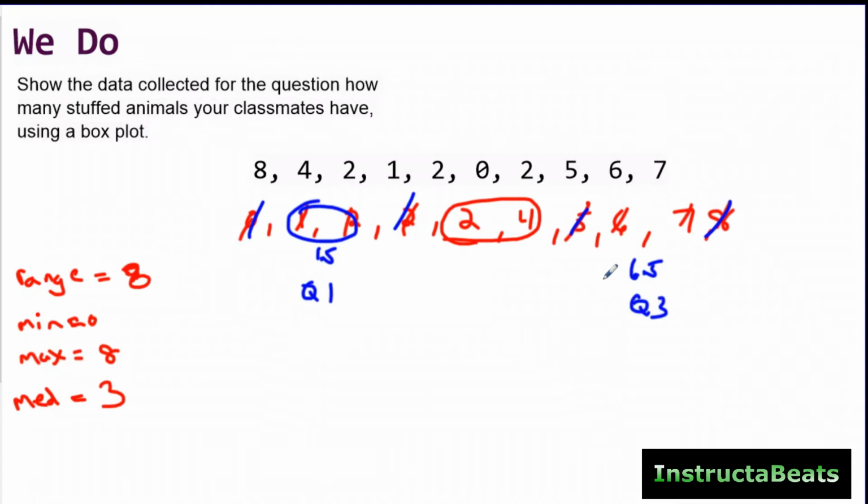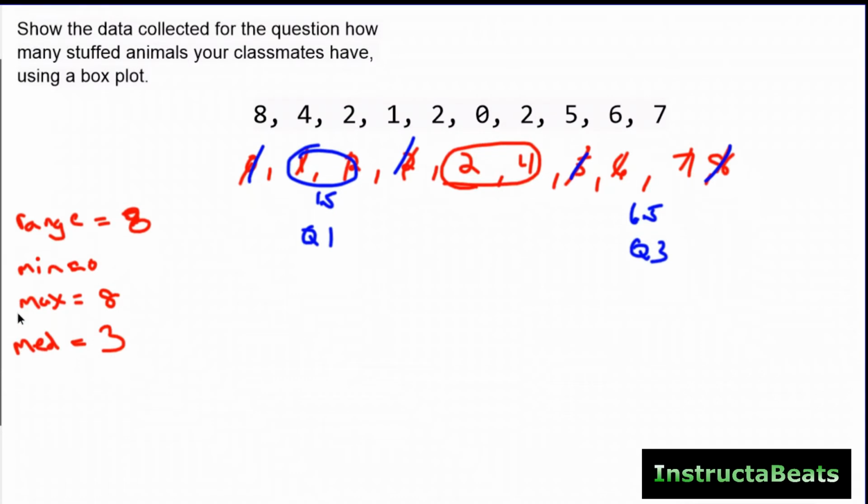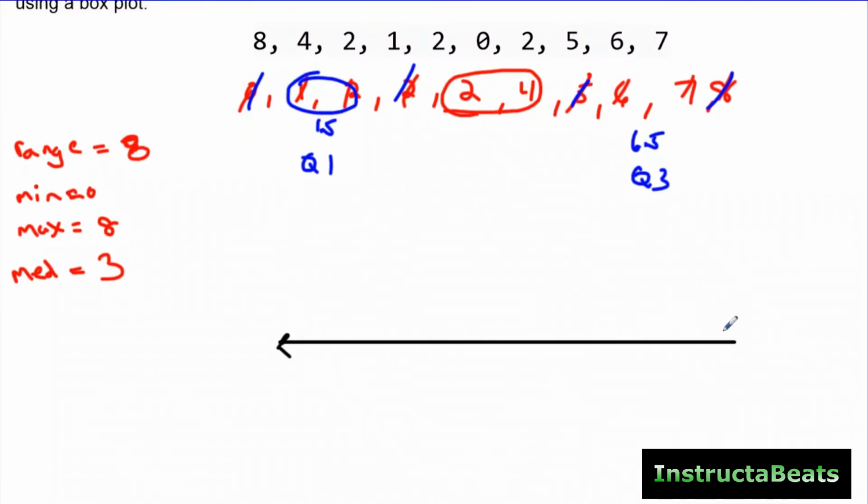So now we have all the information we need to make our box and whisker plot. We want to start with an x-axis. We want to add some arrows here because we know it's a number line. I'm just going to start with 0 down here, then 1, 2, 3, 4, 5, 6, 7, and 8.